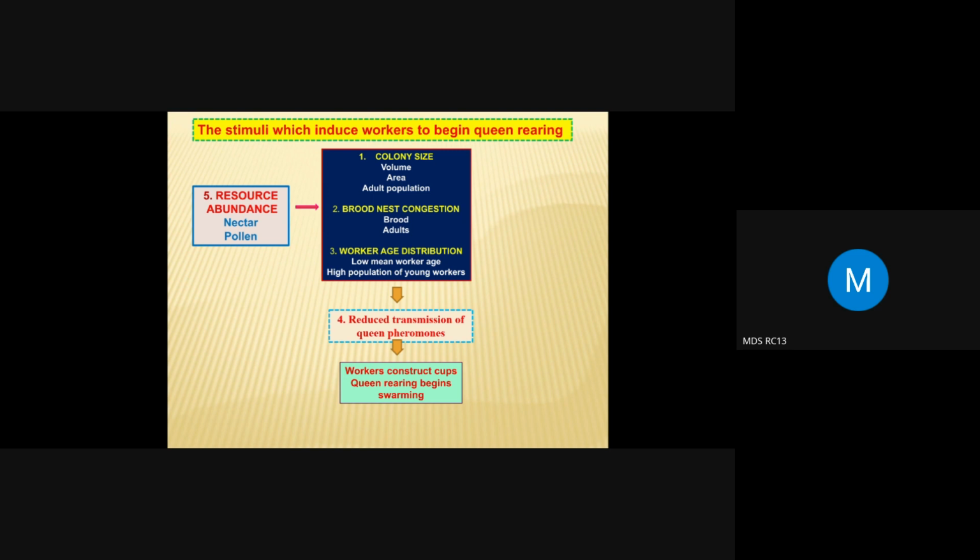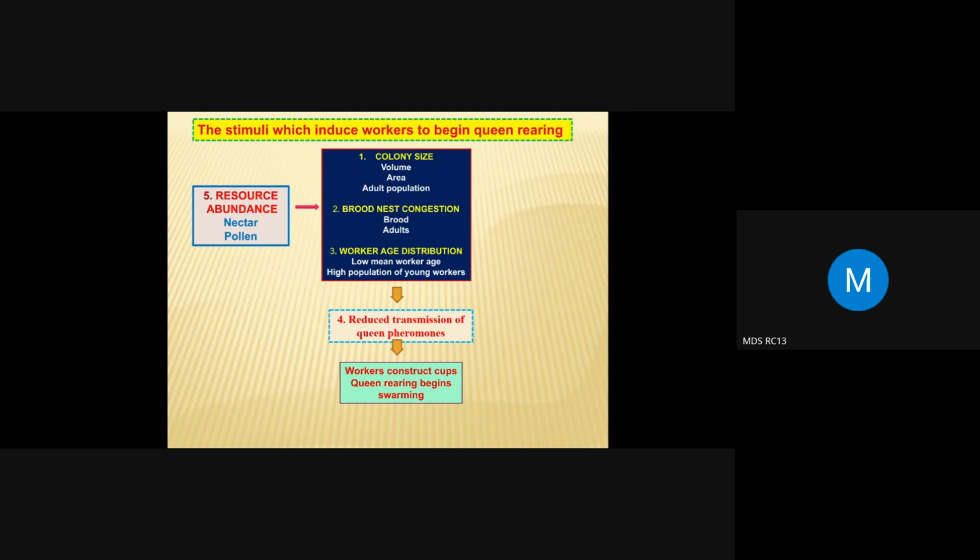And brood nest congestion. For egg laying by the queen, there will not be any space for laying new eggs, and the number of adults will also be very high. Worker age distribution: low mean worker age, high population of young workers. In this condition, the number of newly emerged workers will be very high, so that the colony will be able to function as two separate colonies.